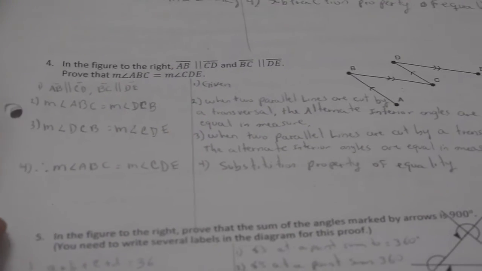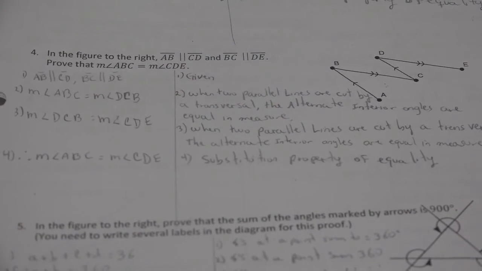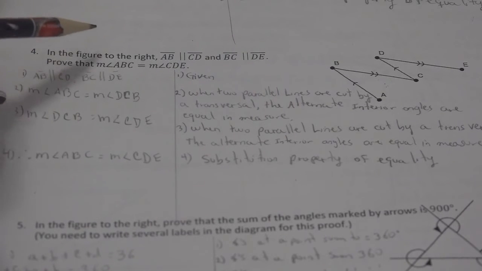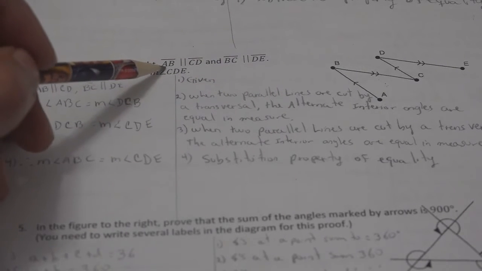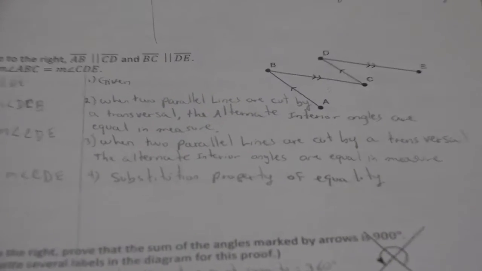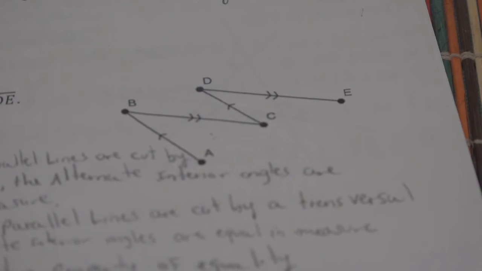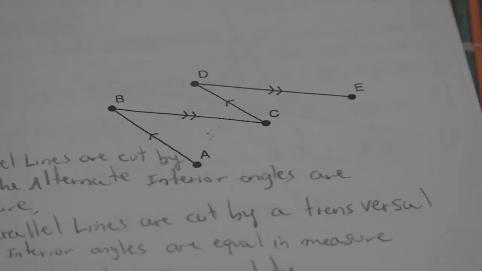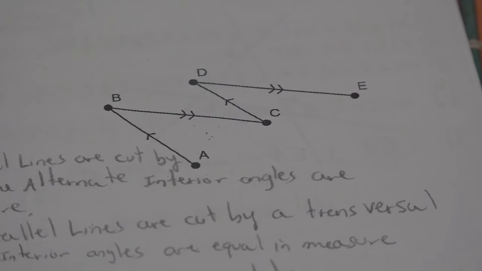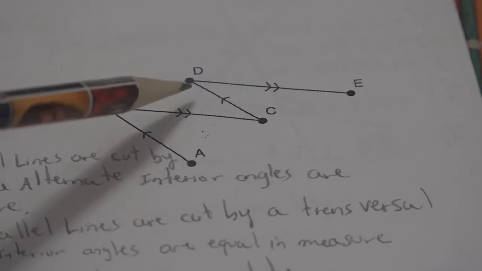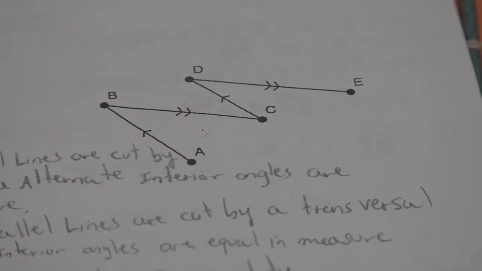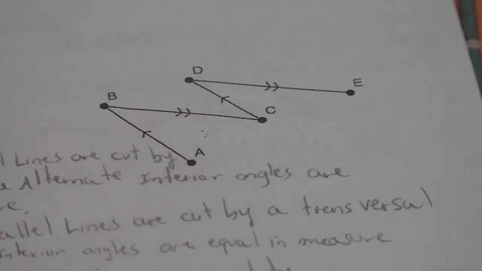All right. So it says in the figure to the right, AB is parallel to CD. So I'm going to zoom in so you can see it. Let me focus the spot. Okay, better? Yes. Okay. So it says that AB is parallel to CD. We got these two parallel lines. And that BC is parallel to DE. So we got these two lines right here.